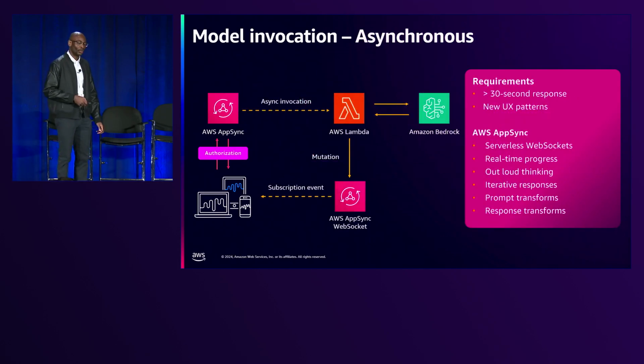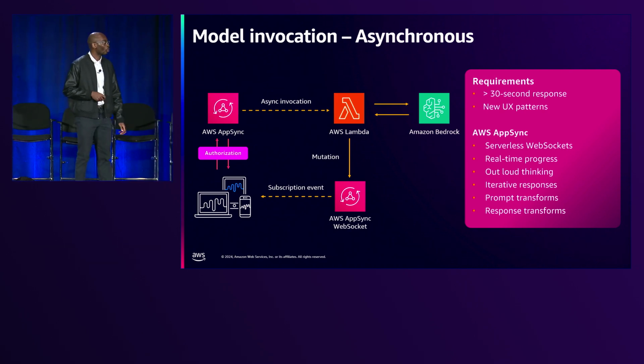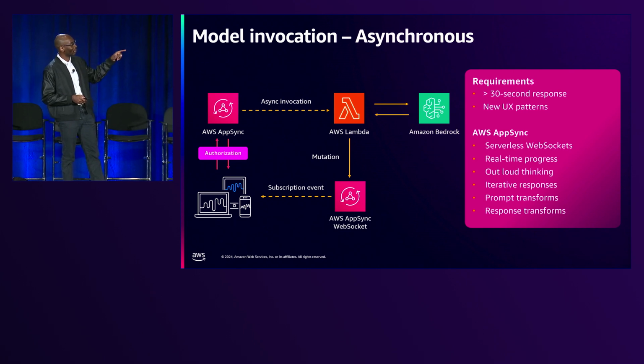Last but not least, this is the asynchronous pattern. So this is how you create long-running invocations using AppSync. You have a client that makes a request to AppSync. AppSync sends an asynchronous invocation to a Lambda function. Now keep in mind, this can be a Lambda function, but it could also be something like step functions, right?